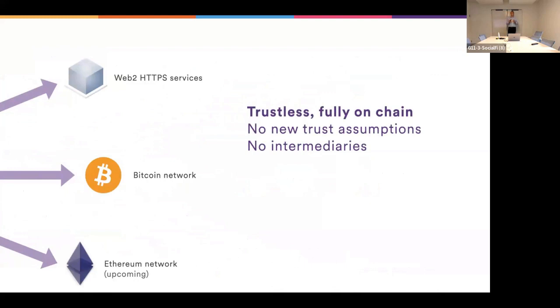And now, the goal for all of our integrations, Web2 as well as other Web3 ecosystems, is to have them be trustless and fully on-chain. So not requiring new trust assumptions next to the trust assumptions for the ecosystems to be integrated, and not requiring new intermediaries, new parties to be introduced into the mix. And that's the approach we take for all of the integrations on the Internet Computer.